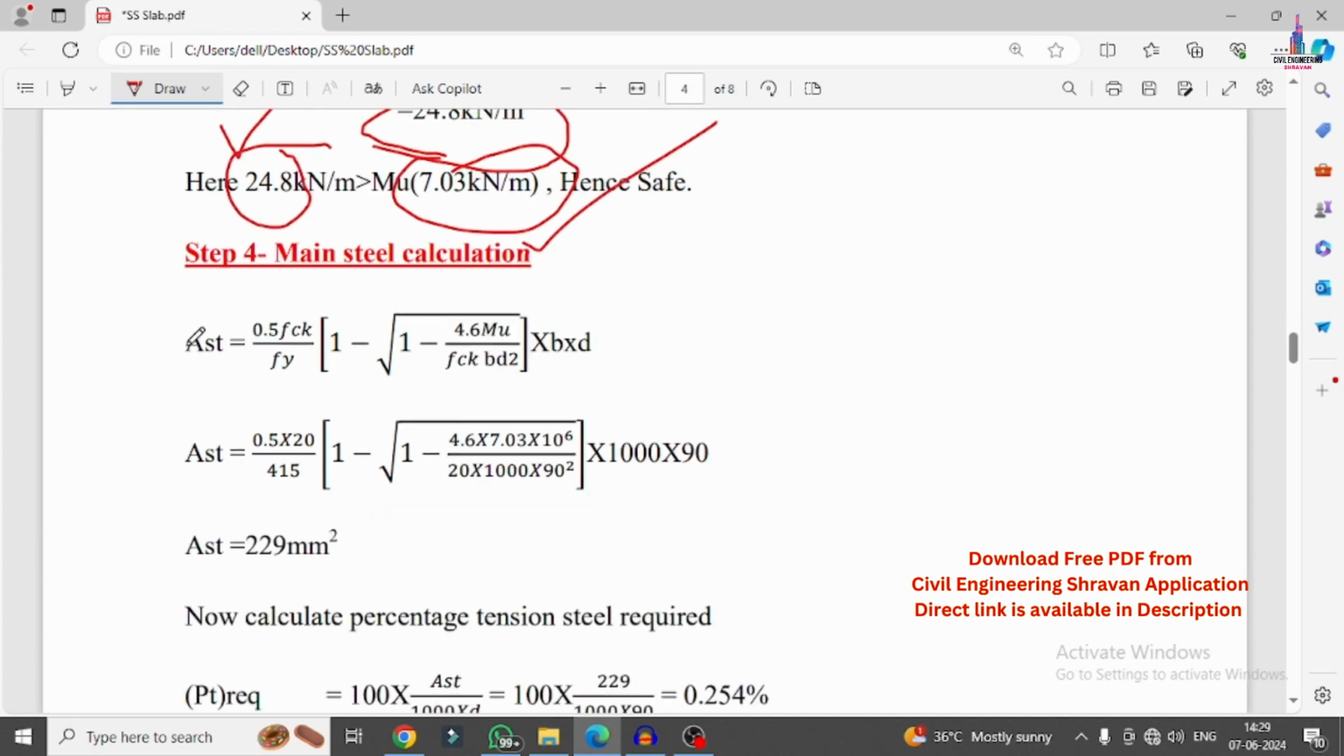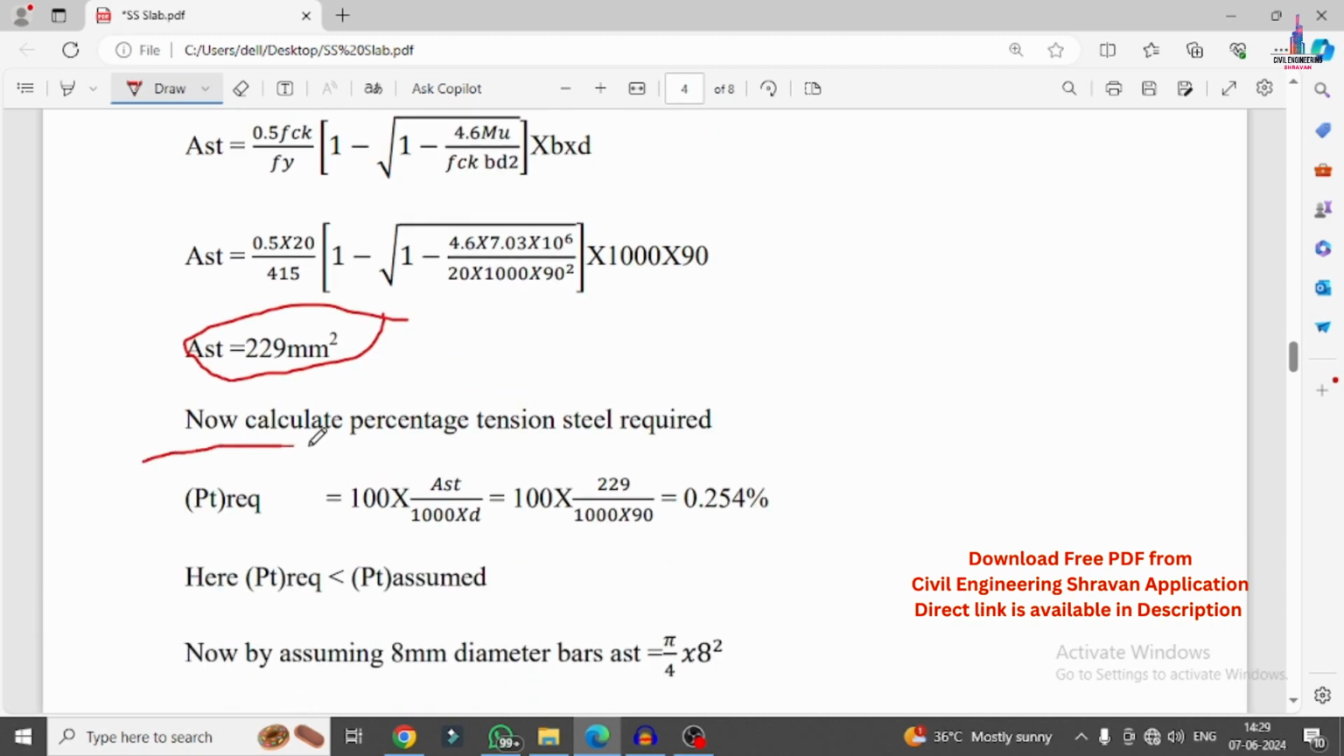So now the next step is to calculate the main steel. We have the formula for calculating the main steel: Ast equals 0.5 fck divided by fy into 1 minus under root of 1 minus 4.6 Mu divided by fck into bd square, into bd. So if you substitute the values, we get an Ast of 229 mm square here.